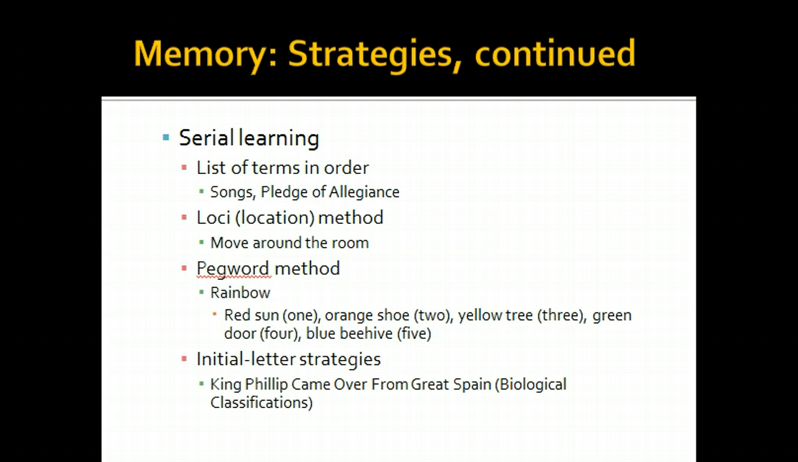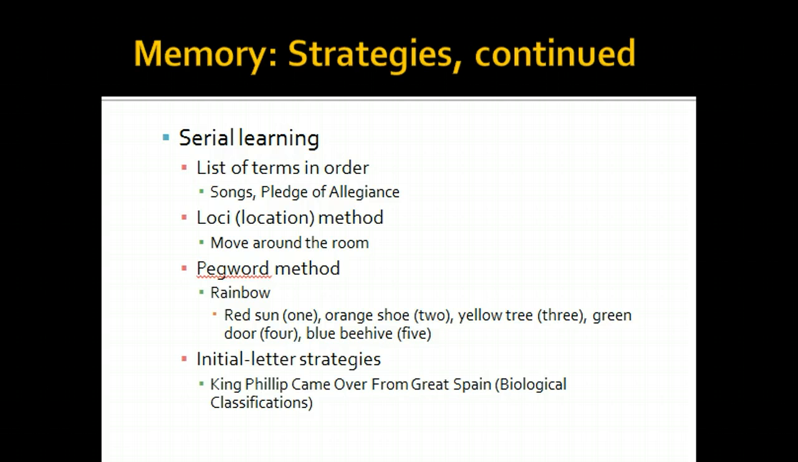2, shoe. Shoe rhymes with 2. Orange is second, so I'm going to picture an orange shoe. Then you could keep going. For 3, you could picture a yellow tree. For 4, you could picture a green door. And for 5, you could picture a blue beehive. So you get these mental pictures, and this is just trying to draw on different parts of your brain to help you remember. So you've got these colors and these associated words to help you.